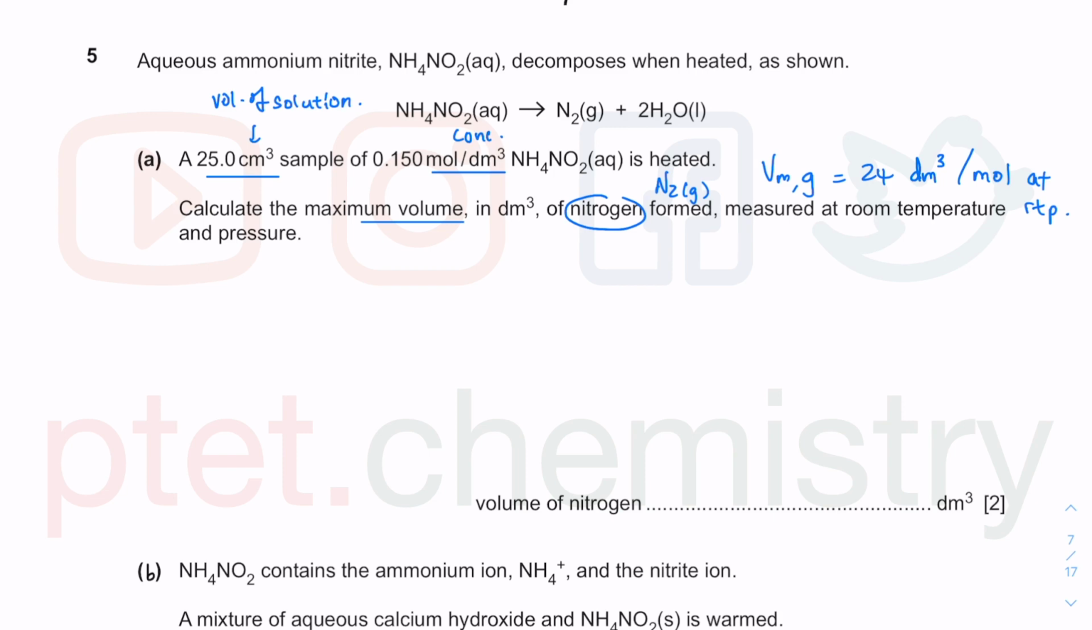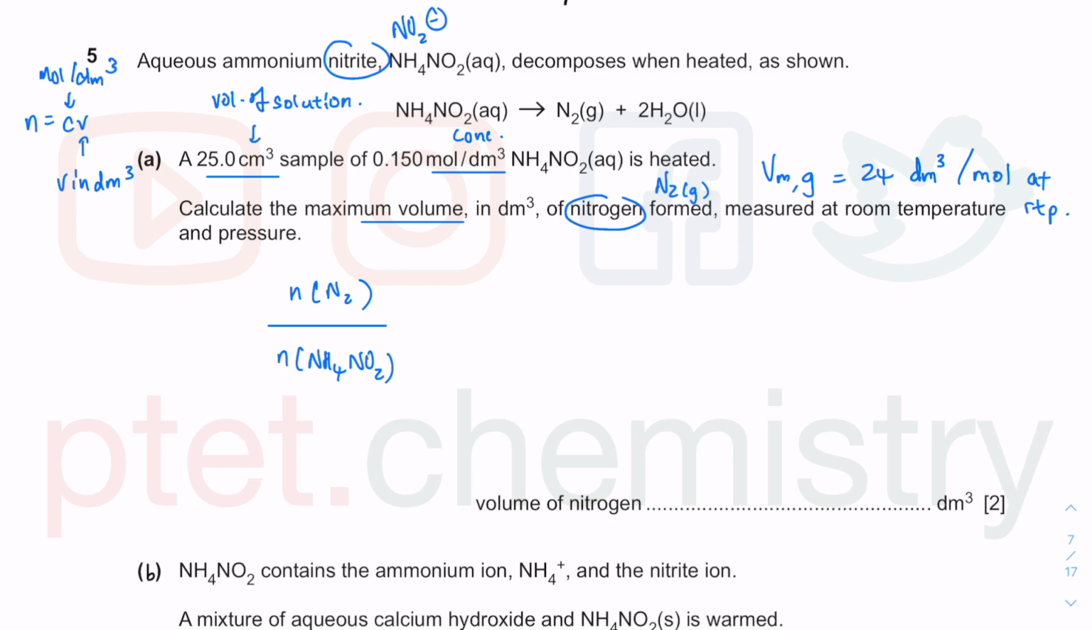When you do n equal to CV, the V has to be in dm cube, as the C is in mole per dm cube. This is mathematics. This is normal physics. We are just using these kinds of things in chemistry, so you need to be very good with those unit conversions. So what do we have here? We want the nitrogen, and we can relate it to the ammonium nitrite. The nitrite ion, NO2 minus, is different from the nitrate, which is NO3 minus.